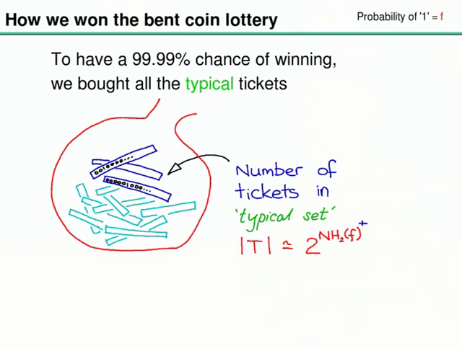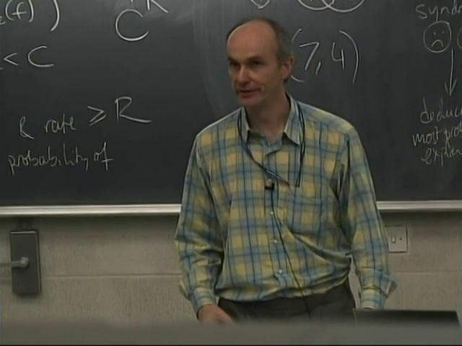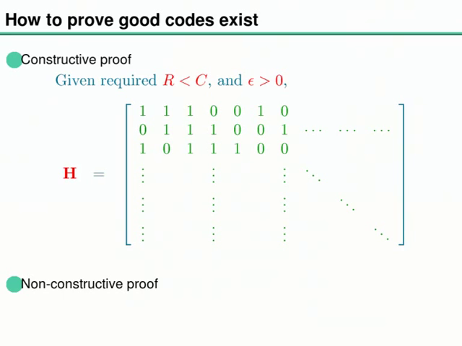So the number of tickets that you bought was all the typical tickets, and the number of those we worked out was 2 to the power n times the binary entropy of f, plus a little bit to do with square root of n, which is small compared to n. So that was how many tickets you had in your very big bag. And we're now going to make use of those tickets to prove the noisy channel coding theorem as well.